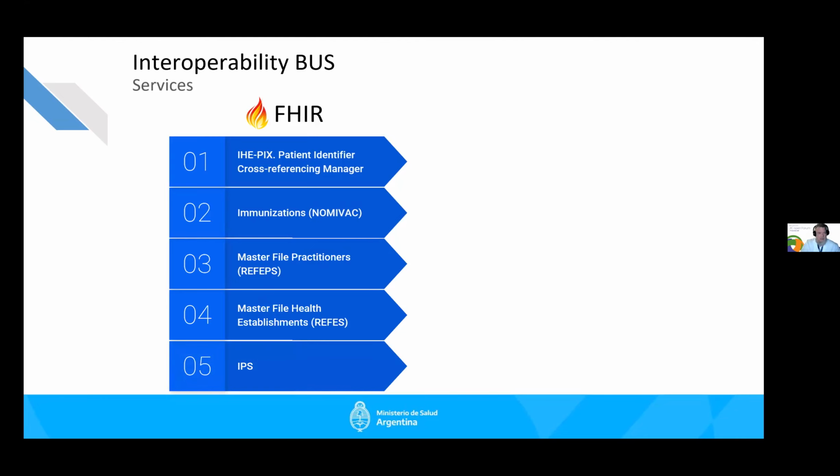Of course, IPS. We decided to adopt IPS in 2019. We wanted it implemented in 2020, but we had a little problem with COVID, you know, and this delayed the achievement a little. We are trying to achieve it now.